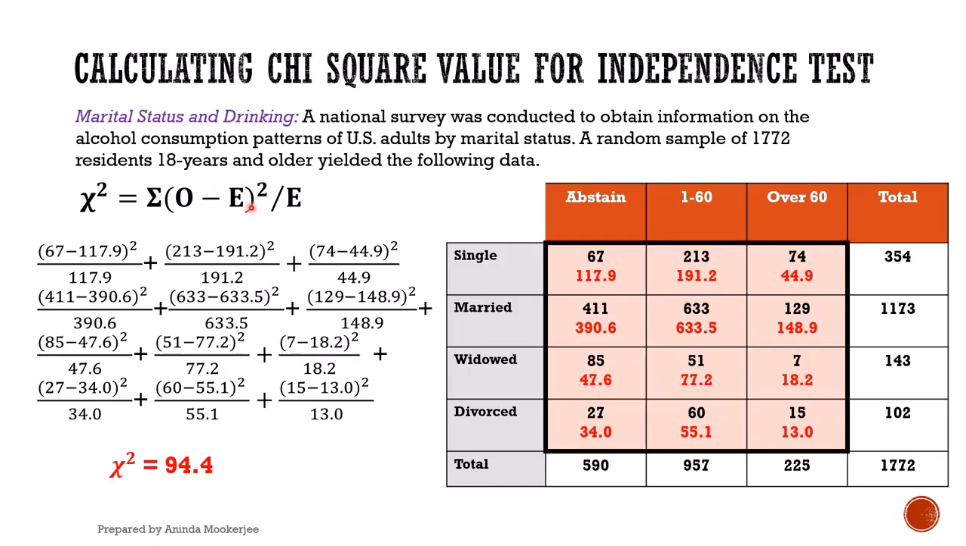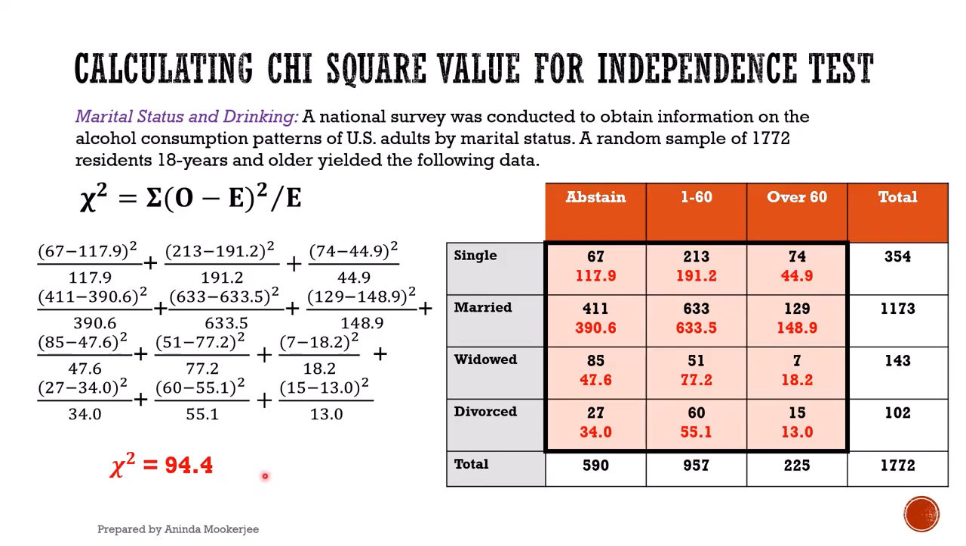So it's O minus E whole squared divided by E, and that's exactly what they are doing. So we have for the first one 67 minus 117.9, where 67 is the observed frequency and 117.9 is the calculated expected frequency. So (67 minus 117.9) whole squared divided by E. Correct? That's in the formula, so divided by 117.9. Then for the next one, it's 213, which is observed, minus E, which is 191.2. Then you have to square that, divided by 191.2. So they are doing that for every cell, and as they go along, they are adding it to the previous calculation, and we end up with a chi-squared value of 94.4.